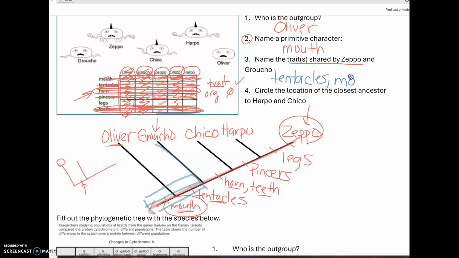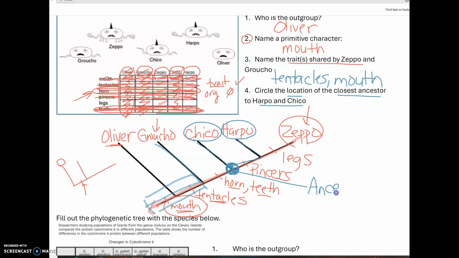So that's how you would answer a question like this. And then circle the location of the closest ancestor to Harpo and Chico. So in a similar way, here's Chico, here's Harpo. We're going to track them back to where they meet. And this circle right here, this would be their most recent ancestor.